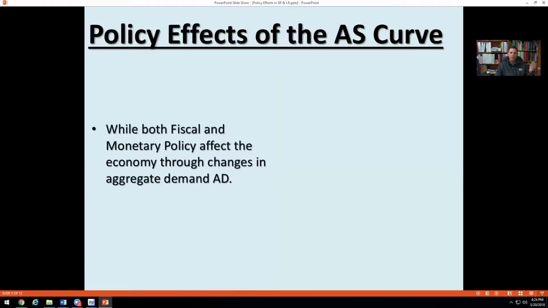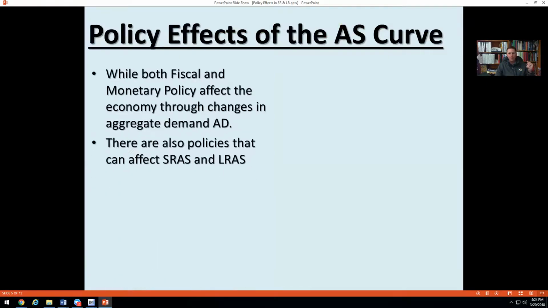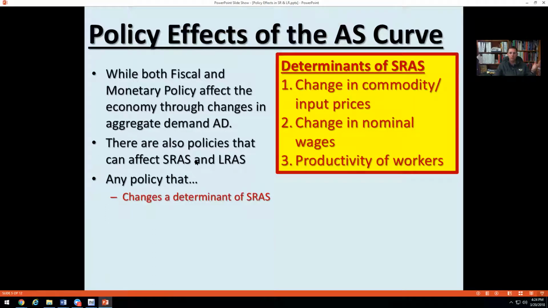So what does affect the aggregate supply curve? Things like changes in any determinant, right? And we've looked at these. Again, there are going to be some redundancies in this lecture on purpose. Change in commodity input prices, right? Changes in nominal wages. That's the big one, right? Because wages, workers, labor is the most malleable of the factors of production. When we are either overproducing or underproducing, wages change based on that.